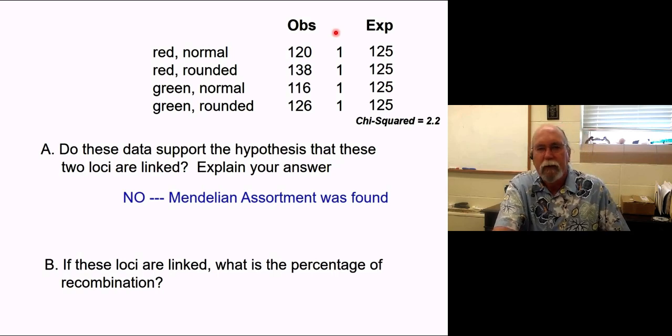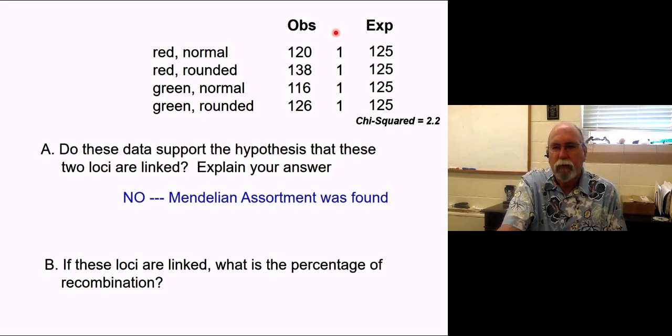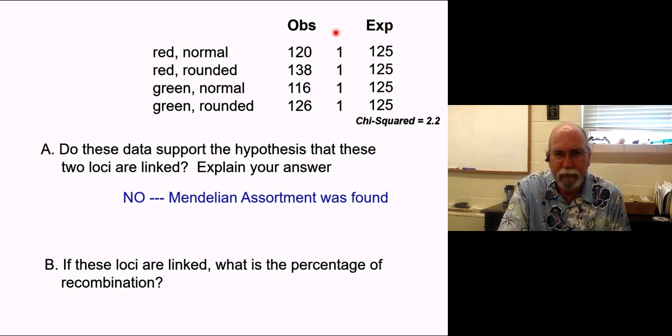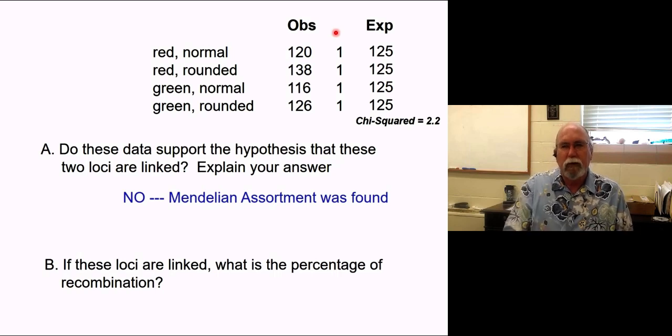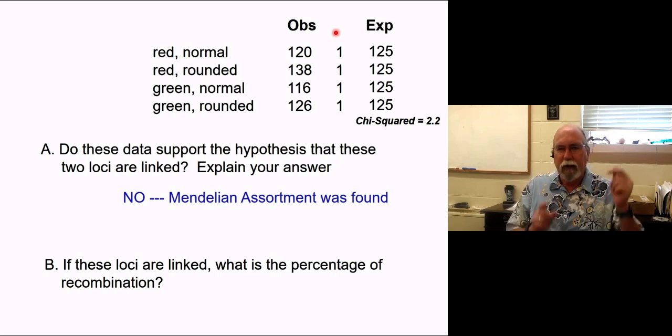Now the next question is a little odd, and it's there to make us think about something. If they were linked, okay, what is the percentage of recombination? Well, they're not linked, so I don't have to answer it. No, you do have to answer it, okay? In this case, why? Because if they are linked, what must be going on? So it's saying, I don't care what your data say, I know they're linked. What must be the percentage recombination or the distance?